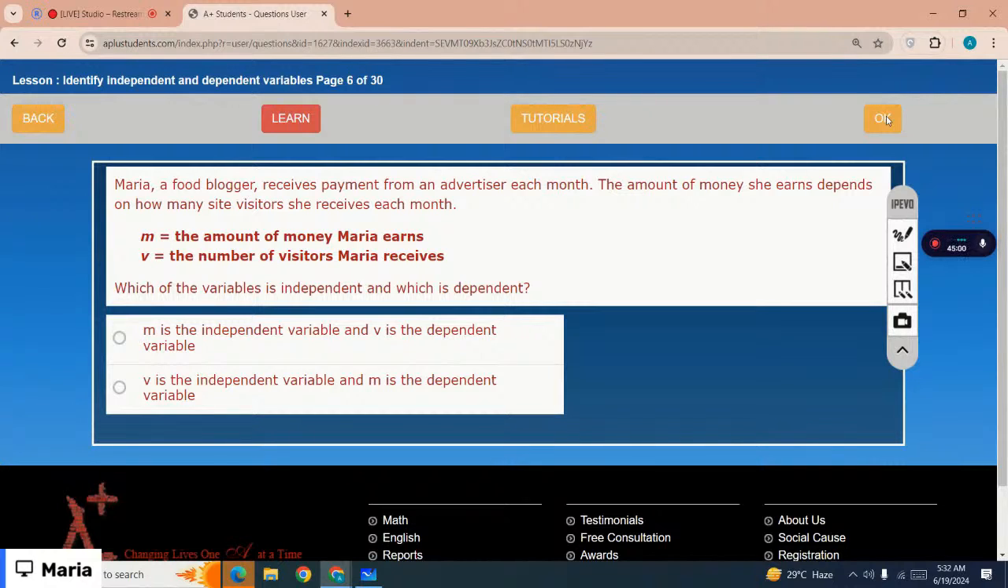Maria, a food blogger, receives payment from an advertiser each month. The amount of money she earns depends on how many site visits she receives each month. So, which is the correct option? M equals the amount of money Maria earns and V equals the number of visitors Maria receives. So, which is the correct option?